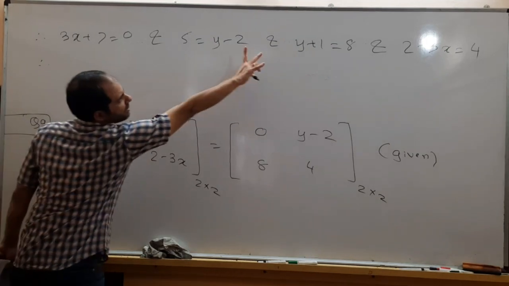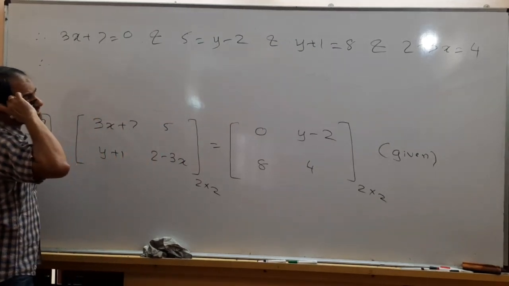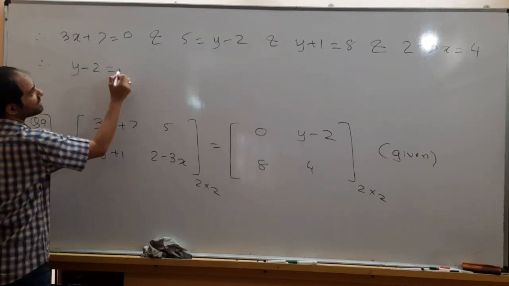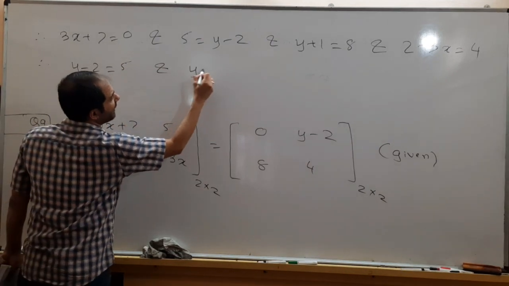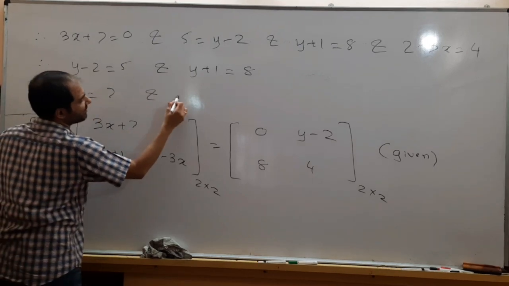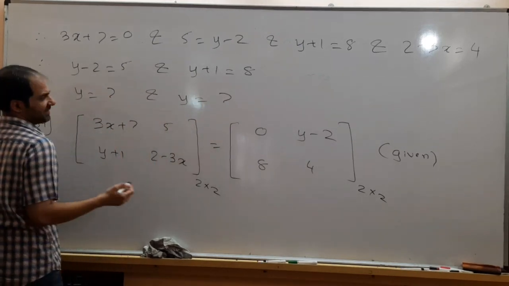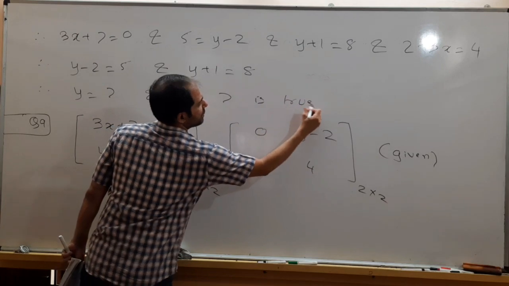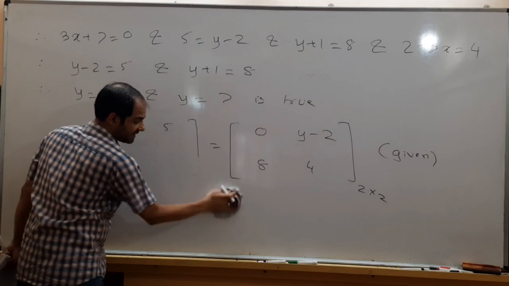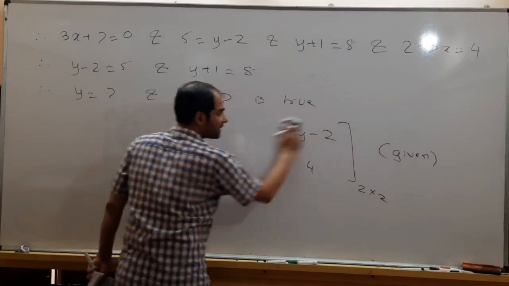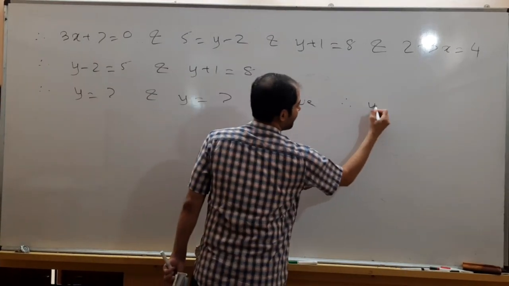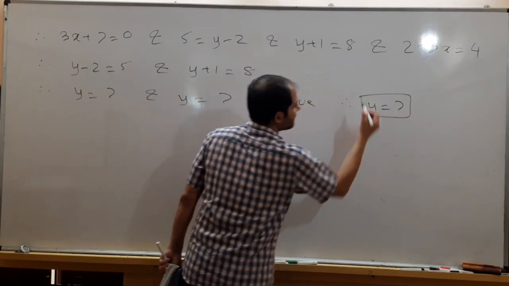Now here I will first solve the two equations involving y, and I must get the same values of y. So here I have y minus 2 is 5 and y plus 1 is 8. So I get y is equal to 5 plus 2, that is 7, and y is equal to 8 minus 1, that is 7. So it is true. We are getting the same value of y by solving two different equations. So therefore, y is equal to 7.